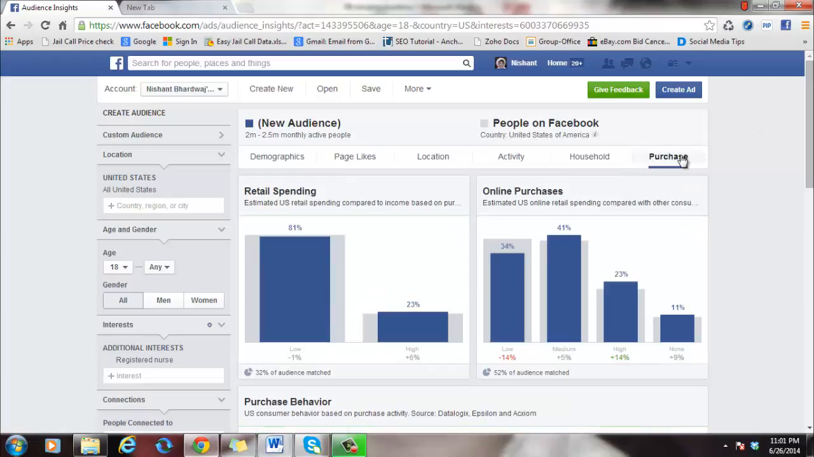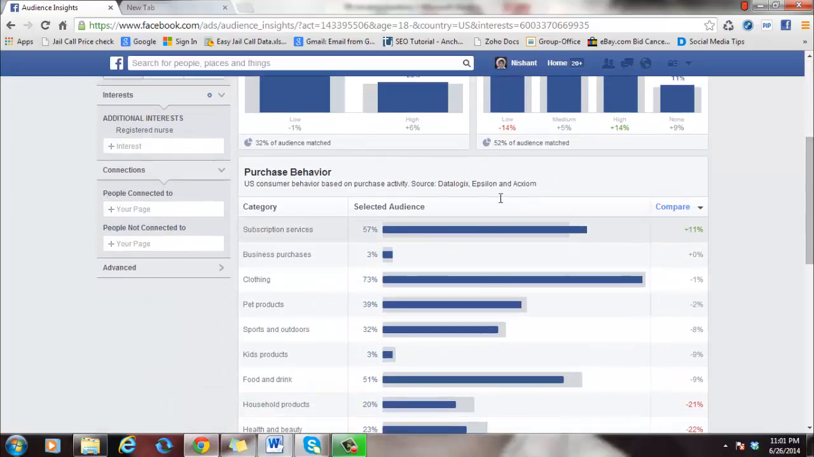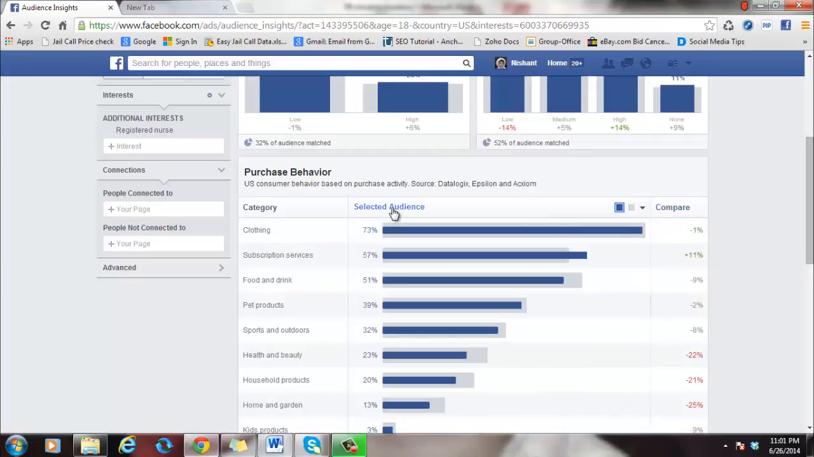The next thing I want to show you guys is the purchase behavior and some of the retail spending. As you would see, you have all the different categories here, and once we select audience and put it in descending order, you will see that 57% of these people spend money on subscription services. 39% of these people spend money on pet products. So that tells me that on average, about 39% of the people in this particular niche have pets.